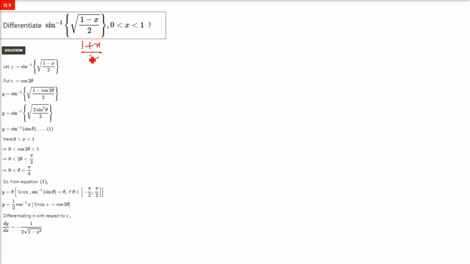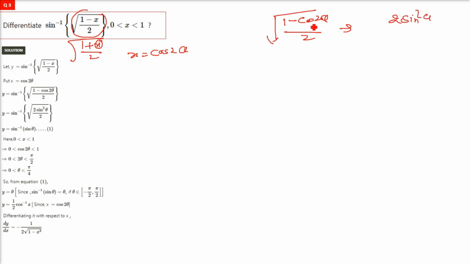Remember, x equals cos 2 theta. When we have 1 minus x, again we have to put x as cos 2 theta only. Why? Because 1 minus cos 2 theta, we know that it is 2 sin square theta. So the inside one is 1 minus x, we will be substituting cos 2 theta. It will be under root 1 minus cos 2 theta divided by 2. 1 minus cos 2 theta is 2 sin square theta, and 1 plus cos 2 theta was 2 cos square theta. Divided by 2, 2 gets cancelled, under root sin square theta will be sin theta.